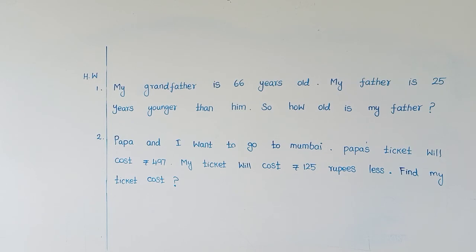497. Appa ticket rate 497. My ticket will cost 25 rupees less. Appa ticket vida, en ticket 125 rupees kuraivaanathu. Find my ticket cost. That one we have to find. Okay? This 2 sum is today's homework. First sum you should write on one page. Second sum you take and write on a new page.